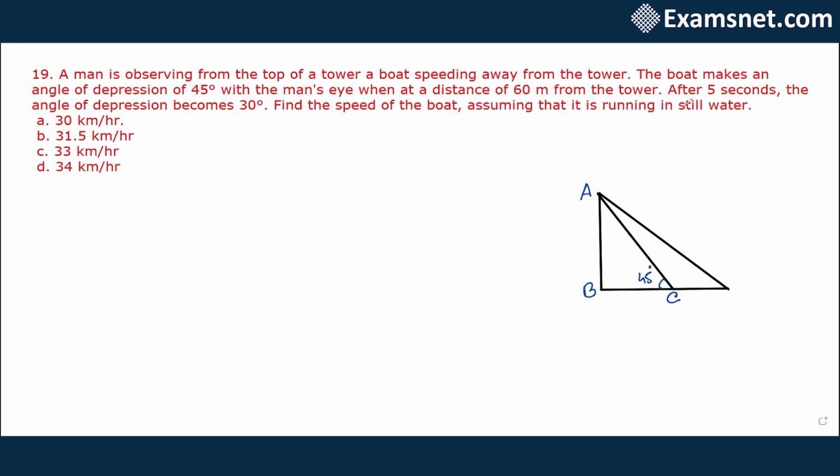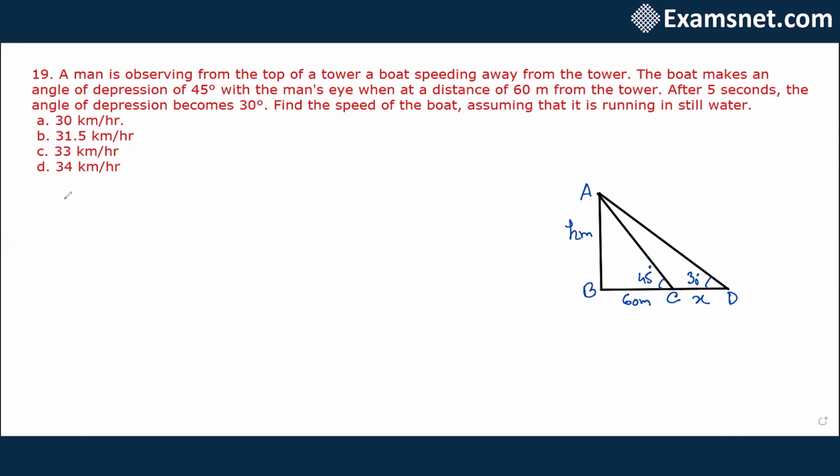Then after 5 seconds, the angle of depression becomes 30 degree. Now the position of the boat changed. Now it's at the point D. So at this position, the angle of depression of the boat becomes 30 degree. So this is the construction, the diagram of the above scenario. Now we are required to find the speed of the boat. Okay, and we can write the distance as 60 meter, and we can assume the length of CD as x meter. Also, we don't know the height of the tower, that we can assume as h meter.